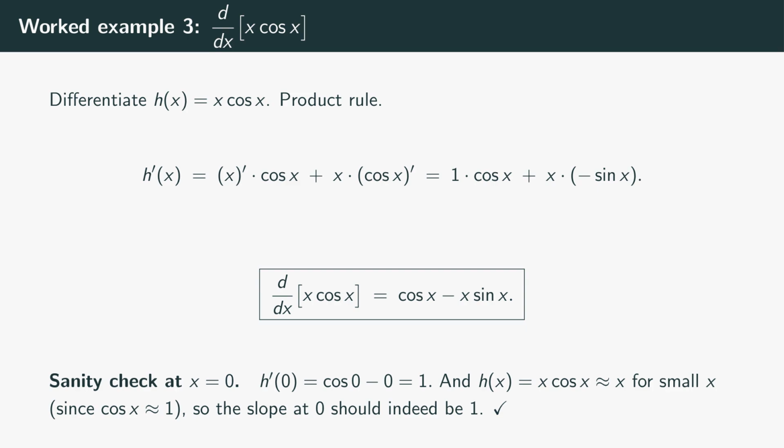This is the everyday business of differentiating functions that combine a polynomial with a trig piece. And pieces like x sine x and x cosine x come up constantly in physics and engineering, in damped oscillators, in Fourier analysis, and pretty much any place where you're modeling something that oscillates and decays.